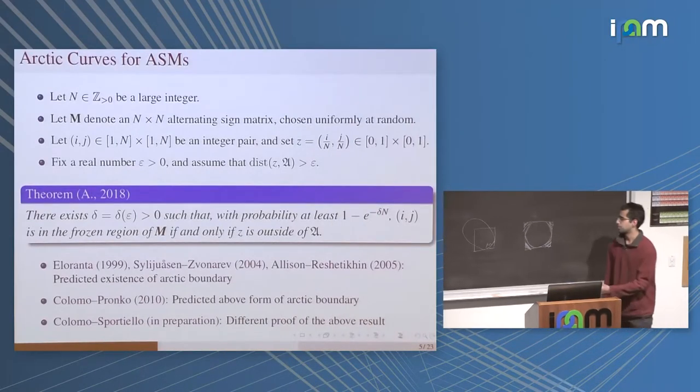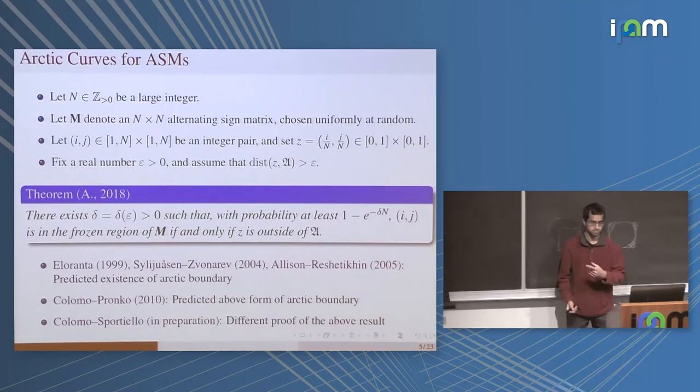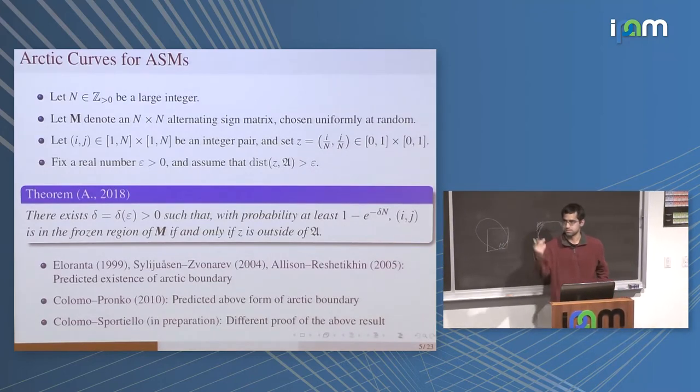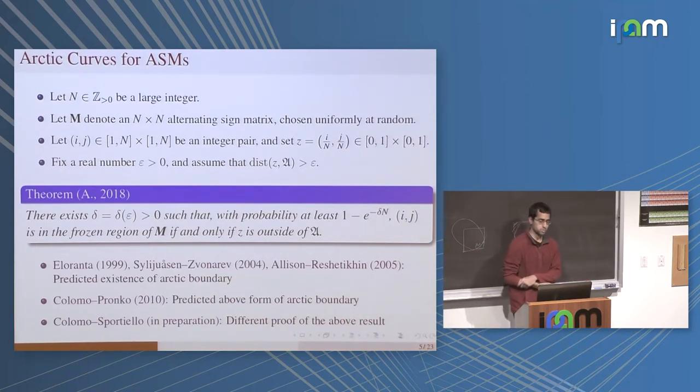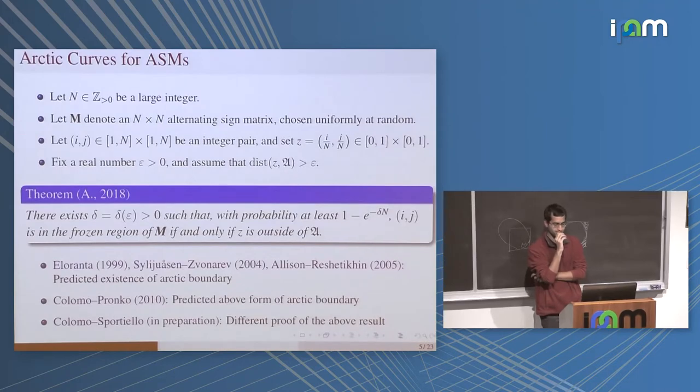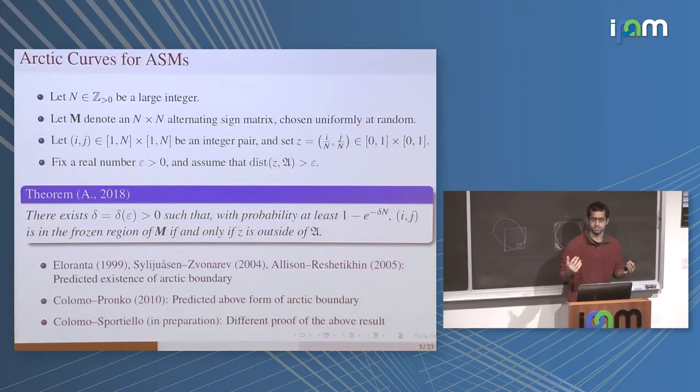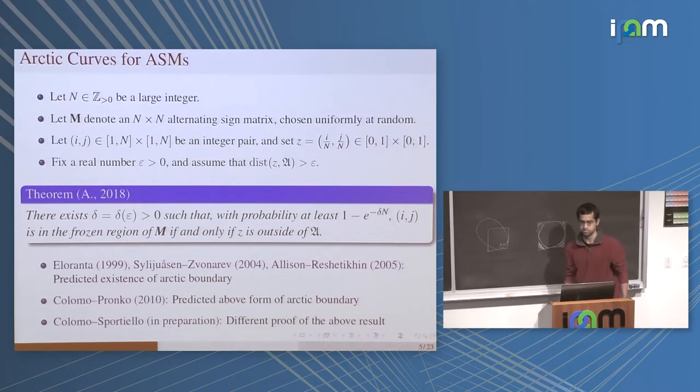Yeah. OK. So this was predicted in various formulations dating from the early 2000s, slightly before. I'm not going to try to pronounce the names. But you can see that various people have predicted the existence of this arctic boundary. Although the exact parameterization, the one that I had on my previous slide, the union of ellipses, didn't come until 2010 by Colomo and Pronko. And I was told by Sportiello that he has a different proof of this result. He told me this last May. I don't know anything about the status of this proof, so don't ask me. But from what I understand, it's different both mathematically and heuristically from what I'm about to present. So it's somewhat in a different direction.